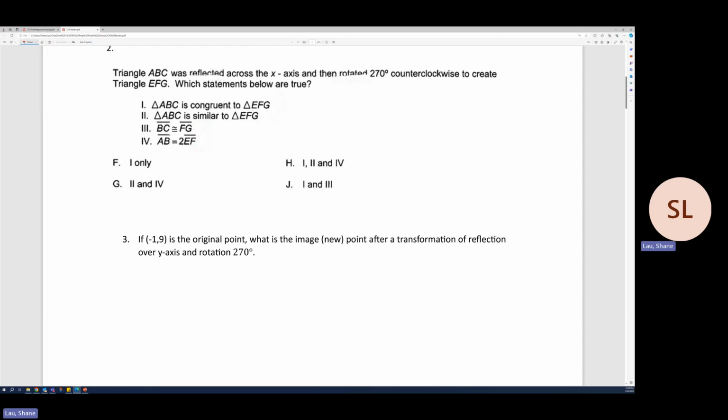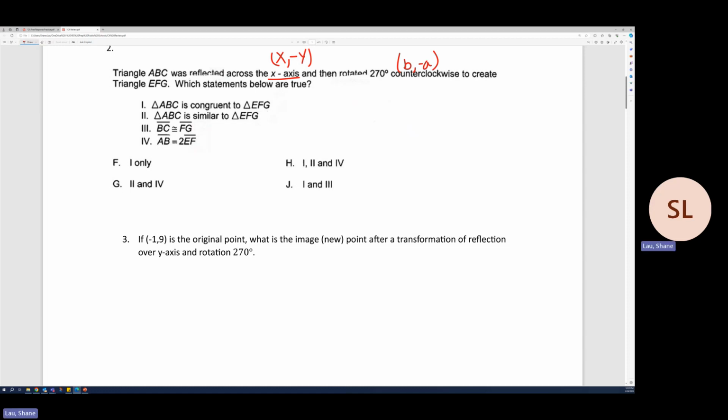Triangle ABC was reflected across the x-axis and then rotated 270 degrees counterclockwise to create triangle EFG. Which statements below are true? Okay, so remember that if it's reflected across the x-axis, that means it has flipped from either the top to the bottom or the bottom to the top. So the only thing that's really changing is going to be the y value. So we should have something like this. Then rotated counterclockwise 270 degrees, this is that weird rule where we had to switch them and a was negative. Okay.